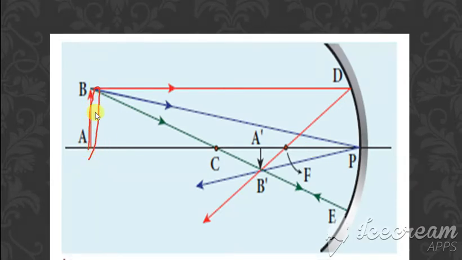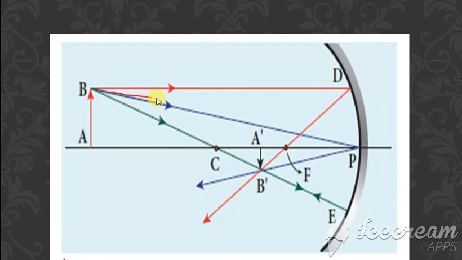From the object we are considering three lines, that is, three rays. The first one is a ray which is parallel to the principal axis. After reflection, it passes through the focus. This is the first condition. The second one is a ray which is passing through the center of curvature, then it retraces the same path. So it goes back along the same path. That is the second one.